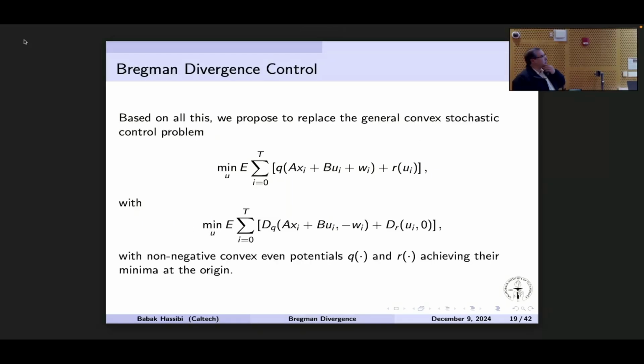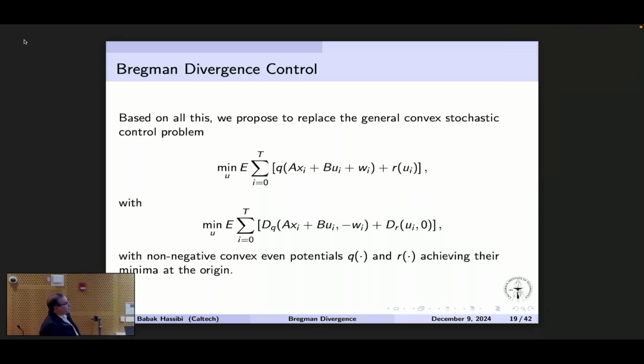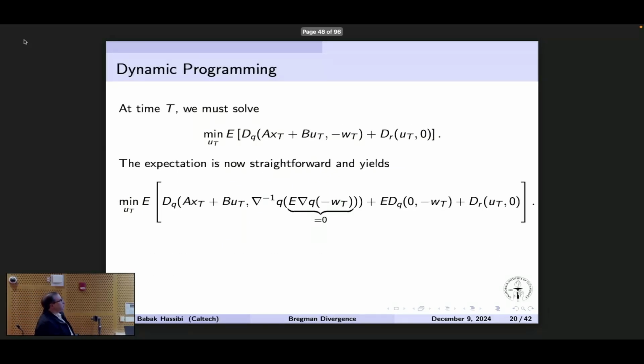Okay, so this is the problem I'm going to solve. Instead of looking at this, I'm going to insist, this is what I want to solve. The Bregman divergence between the deterministic part and the random part for the potential. So this is what I mean by Bregman divergence control, solving this problem. And I'm going to show you what this means, hopefully, if there's time. So I think I have to rush a little bit.